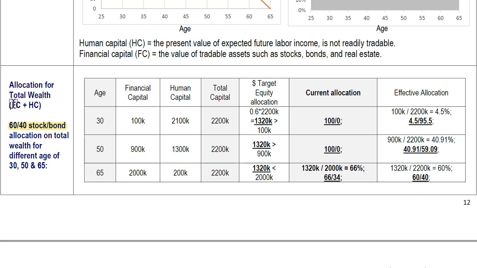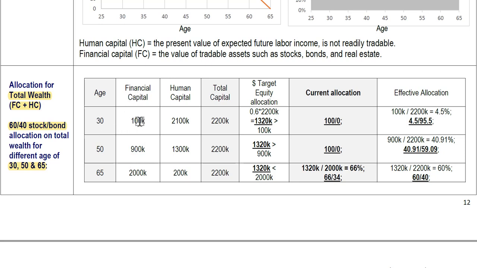If we consider financial capital and human capital together as total wealth, then how do we allocate over time? Suppose we think about three different stages of life: 30 years old, 50, and 65 years old. So what do we do? Let's think about this example.